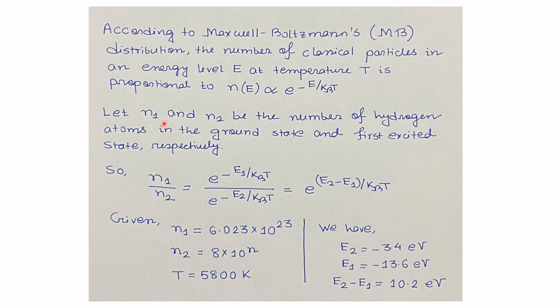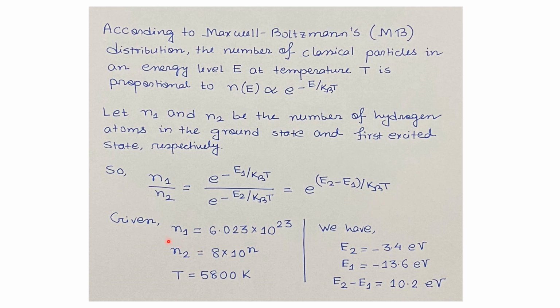Let n1 and n2 be the number of hydrogen atoms in the ground state and the first excited state respectively. So n1 divided by n2 will give e to the power minus E1 divided by kBT, whole divided by e to the power minus E2 divided by kBT. So this will give e to the power (E2 minus E1) divided by kBT.